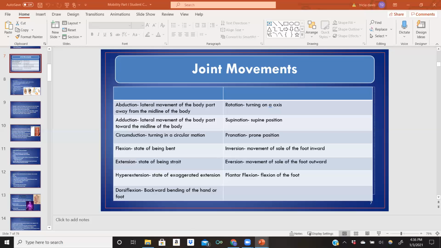We have rotation, which is turning on an axis, the turning of a body part on the axis provided by its joint. A thumb is rotated when it is moved to make a circle, so that's an example of rotation. Internal rotation is when a body part turns on its axis towards the midline of the body. For example, a leg is rotated internally when it turns inward at the hip and the toes point towards the midline of the body. Then we have external rotation, which is a body part turning on its axis away from the midline of the body. For example, a leg is rotated externally when it turns outward at the hip and the toes point away from the midline of the body.